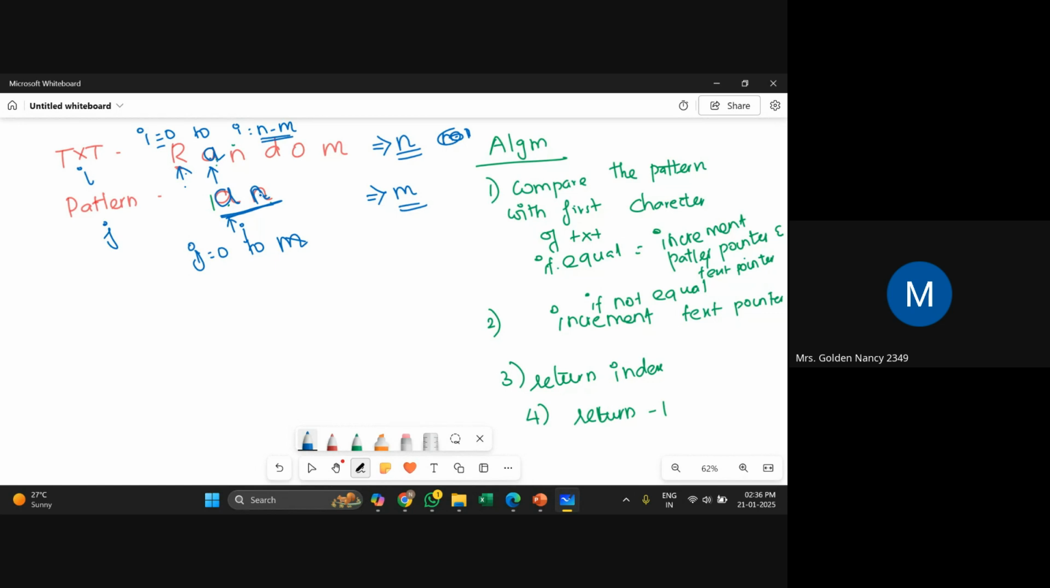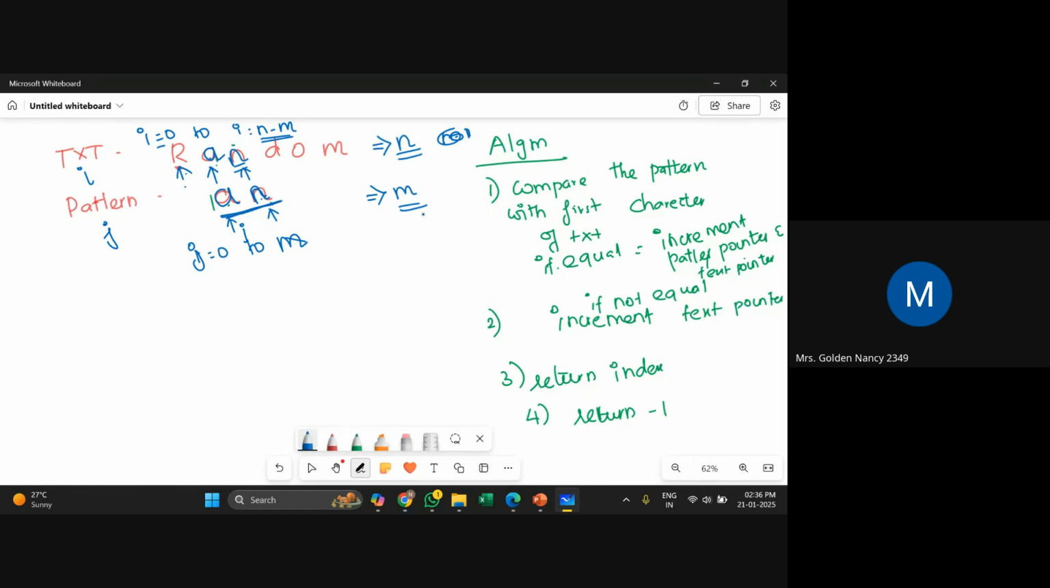Now this is the next value. If j is incremented, your pointer will come to this position, and you're comparing this with the next element in i. So this is also equal. If they are equal, you're incrementing both i and j. If not, you're incrementing only j, and you're checking whether you find any pattern in the given text. So this is the algorithm.